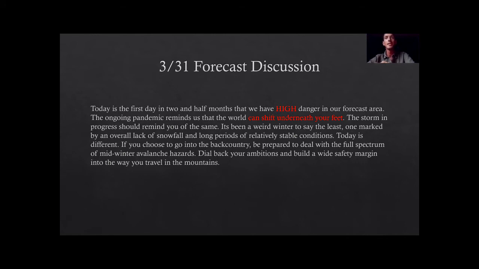It's been a weird winter to say the least, one marked by an overall lack of snowfall, long periods of relatively stable conditions. Today is different. If you choose to go into the backcountry, be prepared to deal with the full spectrum of midwinter avalanche hazards. Dial back your ambitions and build a wide safety margin into the way you travel in the mountains. So clearly it was evident to me that this was a day of transition, that we were going from relative stability to widespread instability, and hence the high danger rating and the expectation of seeing large avalanches.